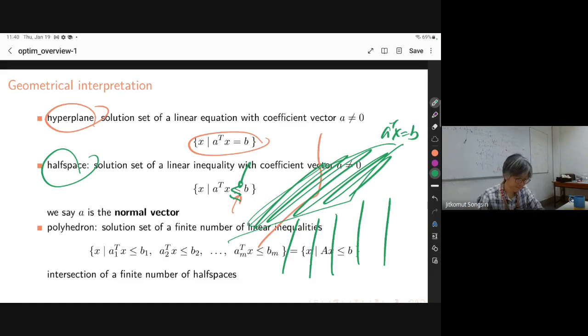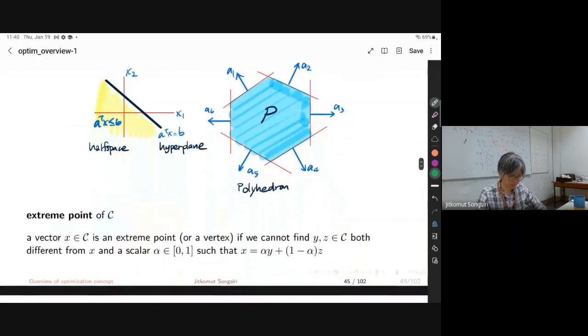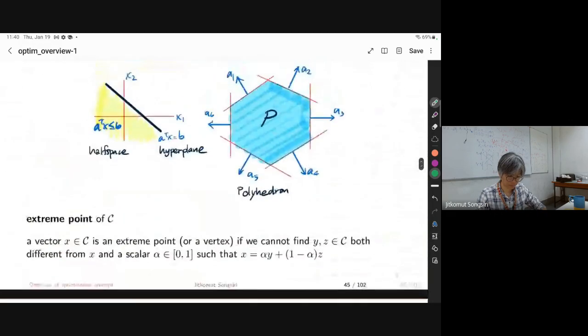What happens if you have a bunch of inequality constraints? A comma means and, right? This X has to satisfy this and satisfy this and satisfy this. So it's the intersection of a lot of half spaces.